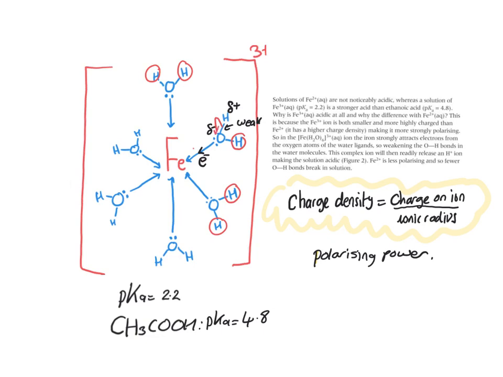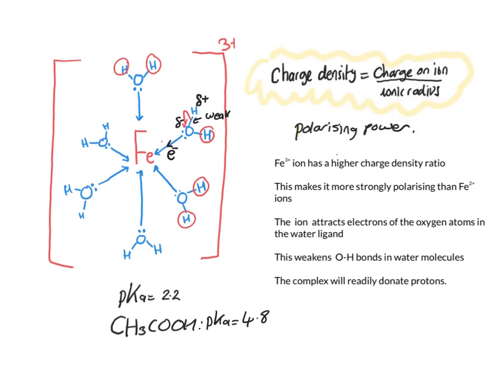These hydrogen atoms here are all really weakly held and will readily be released to the surrounding solution. So let's explain that again so you could explain it in an exam situation. The Fe3+ ion has a higher charge density ratio. Therefore, this makes it more strongly polarizing than Fe2+ ions. The ion attracts electrons of the oxygen atoms in the water ligand. This weakens OH bonds in the water molecules.